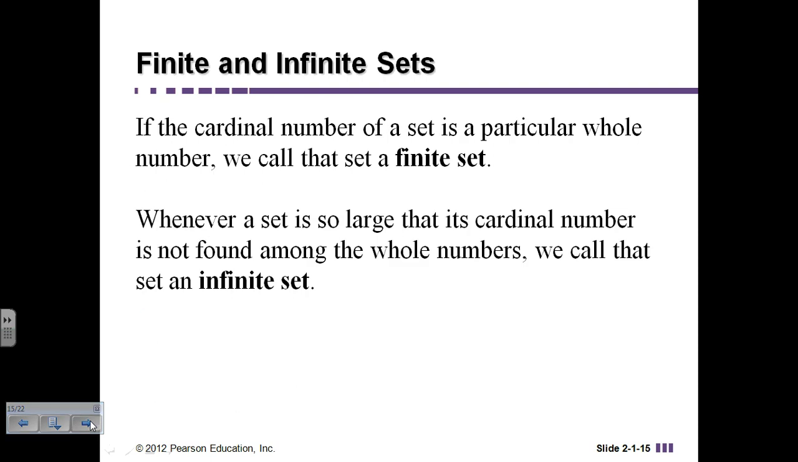If the cardinal number of a set is a particular whole number, we call it finite. In other words, if there are 5 elements in the set or 6 elements in the set, then we say that it is finite. If I ask you for a set that is so big that you can't list all the numbers, for example, if I say list all of the real numbers, or list all of the even numbers, or all of the odd numbers, that list goes on and on forever, and there's not a cardinal number for the set. So we call that an infinite set.